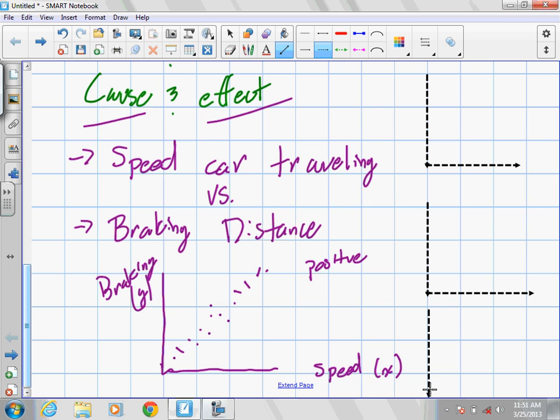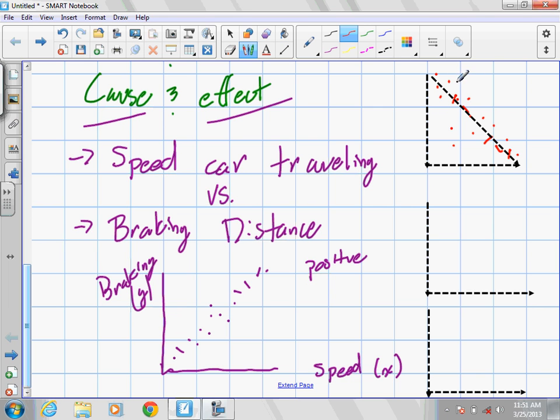Let's say I have a relationship where the dots kind of look like this. Okay? Now this type of relationship would be considered a negative relationship. Okay? But if you guys notice, these aren't as clustered around that line of best fit. They're a little more spread out, which means it would be considered mild or moderate correlation. Okay? So we call it mild negative. Very good, because it's in a negative direction.